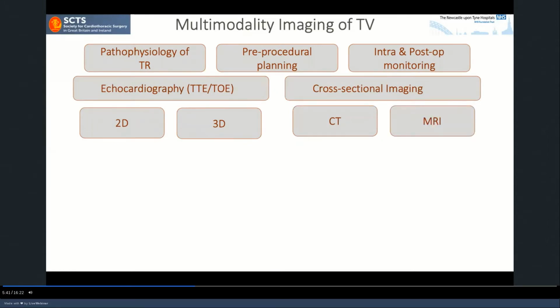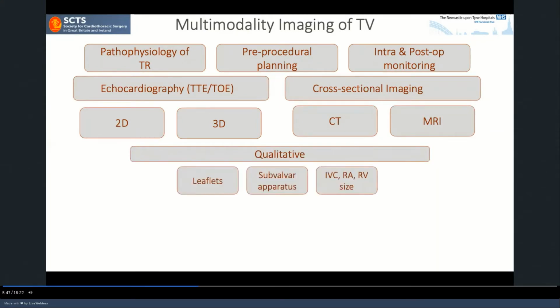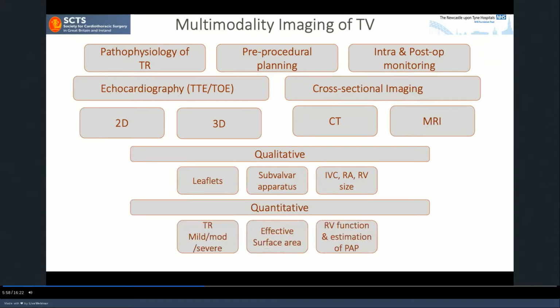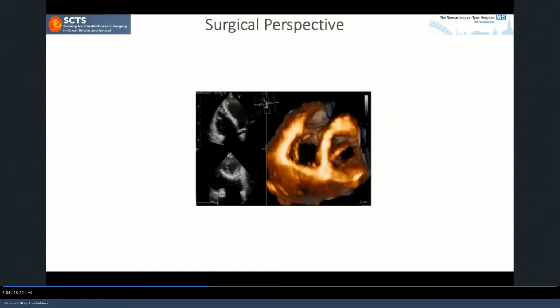What we're trying to achieve here with the imaging is to get a qualitative understanding of the tricuspid valve lesion, both through looking at the morphology of the leaflets, subvalvular apparatus, and the right heart structures. More so quantitatively, we are also looking for the degree of regurgitation, the effective surface area, and RV function with the right heart pressures. So for a surgeon, what are we providing in terms of imaging?